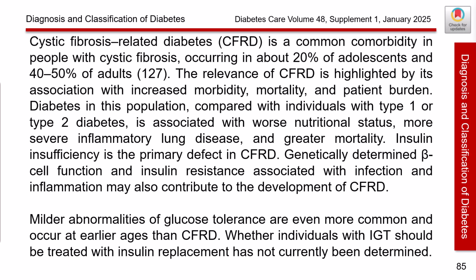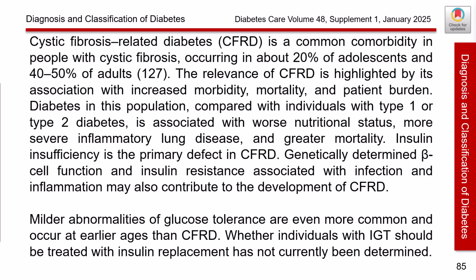Cystic fibrosis-related diabetes is a common comorbidity in people with cystic fibrosis, occurring in about 20% of adolescents and 40 to 50% of adults. The relevance of cystic fibrosis-related diabetes is highlighted by its association with increased morbidity, mortality, and patient burden. Diabetes in this population, compared with individuals with type 1 or type 2 diabetes, is associated with worse nutritional status, more severe inflammatory lung disease, and greater mortality.